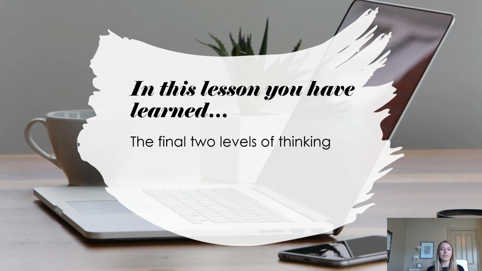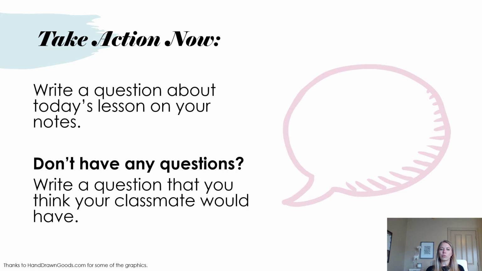All right, in this lesson, you have learned the final 2 levels of thinking. Congrats on now knowing all of them. To finally wrap it up, take action now. Write a question about today's lesson on your notes, even if it might be a question on one of the other 4 types of thinking that we talked about on a different day. Doesn't matter. Any of those types of thinking, if you have a question on it, write it down now on your notes. If you don't have any questions, because this all makes perfectly crystal clear sense to you, then find the part that you think your classmates are probably most stuck on and write a question that you think they would have.